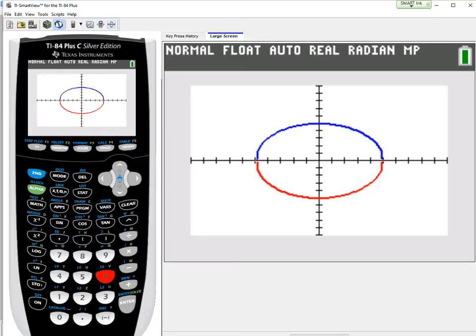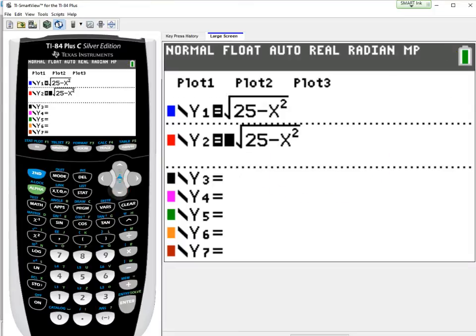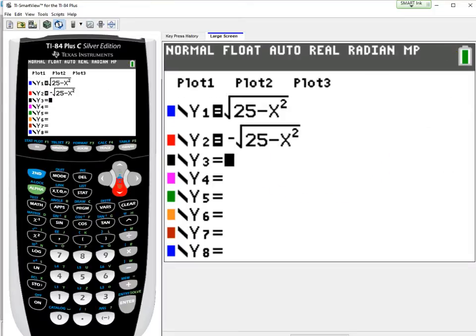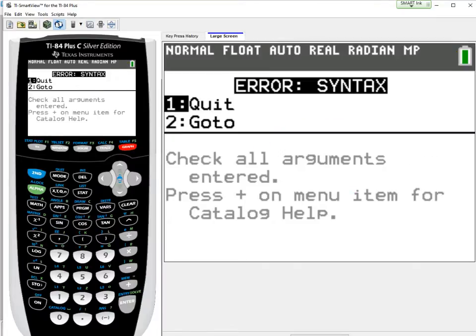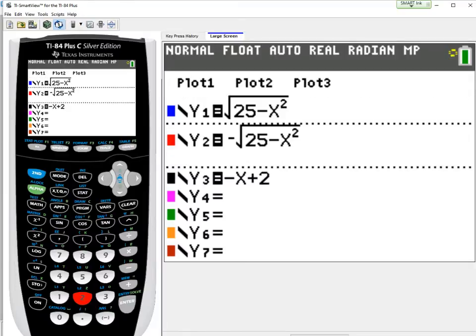You see that? And then if I wanted to find the equation that crosses through there, I would just add a third line. So if I had something like y equals negative x plus 2, I can graph that. Oops, what did I do? I put minus instead of negative. Noob.